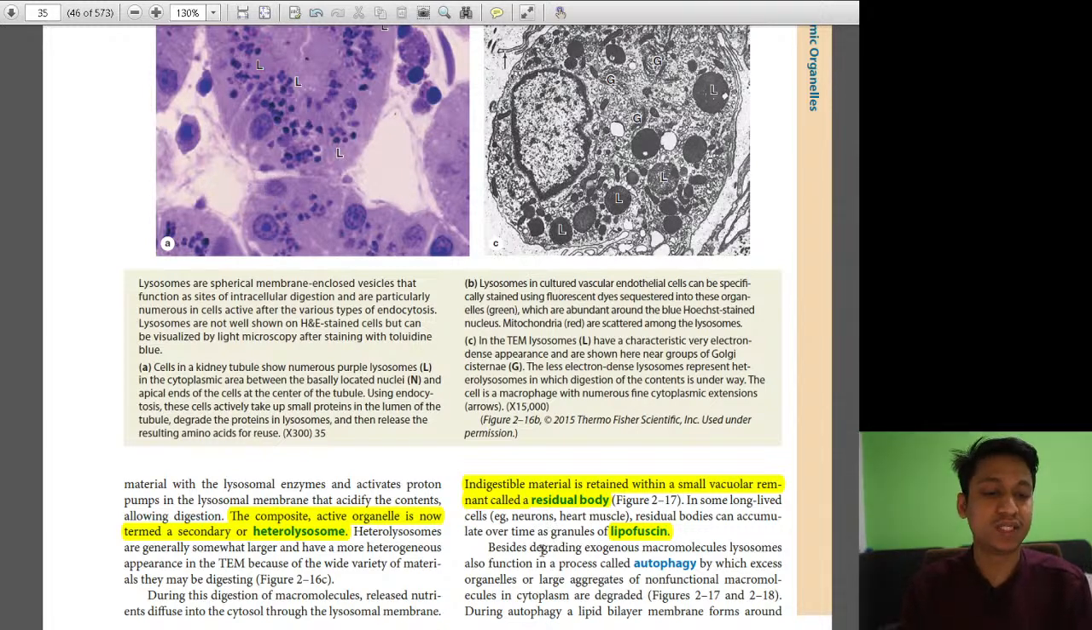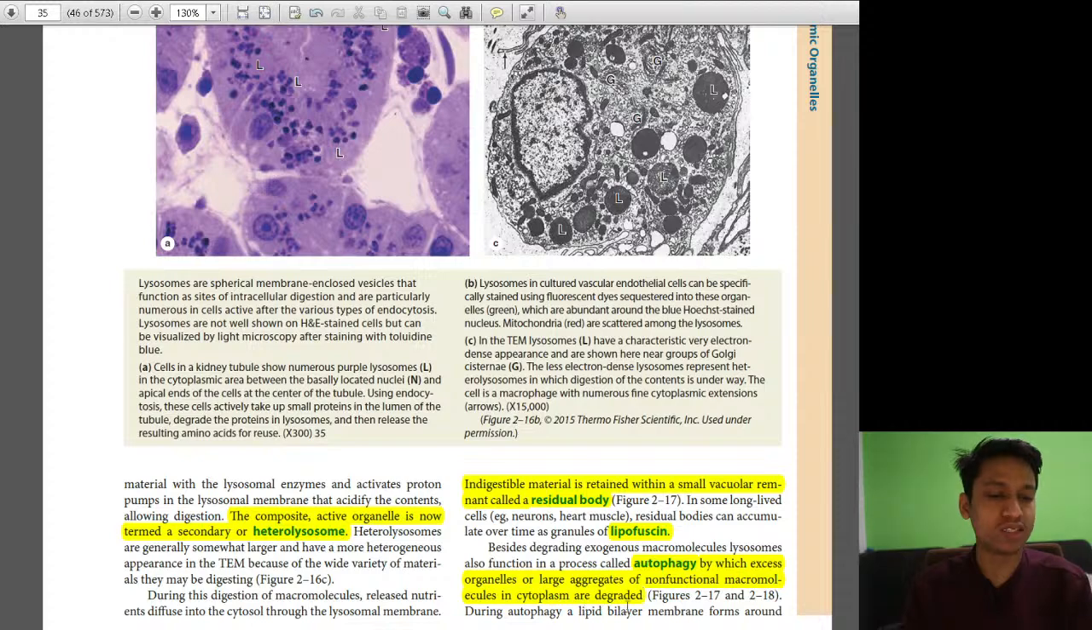All right. Besides degrading exogenous macromolecules, lysosomes also function in a process called autophagy, by which excess organelles or large aggregates of non-functional macromolecules in the cytoplasm are degraded. So we know what autophagy is: programmed cell death.